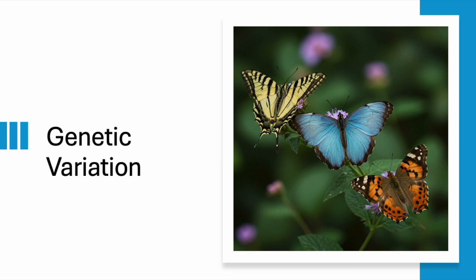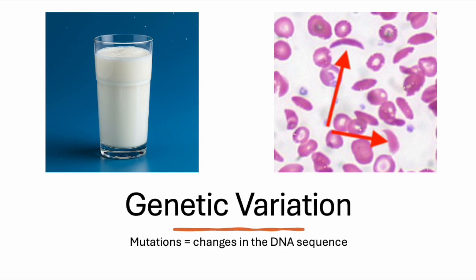So how does genetic variation come about? There are a few ways. One way is through mutations. Mutations are changes in the DNA sequence. Mutations are caused by a variety of things, such as exposure to radiation or chemicals.